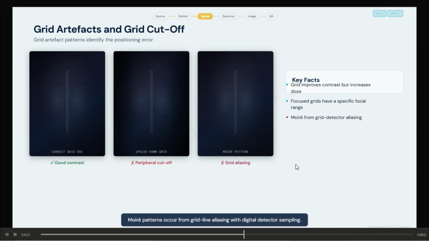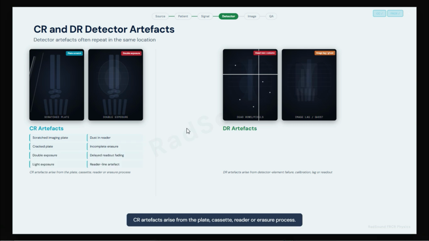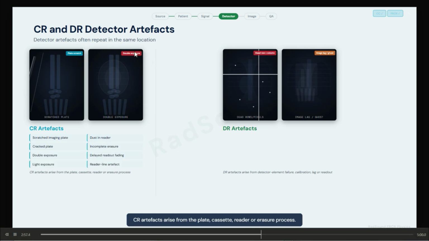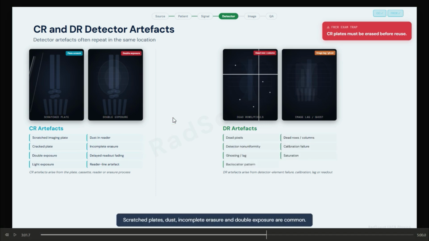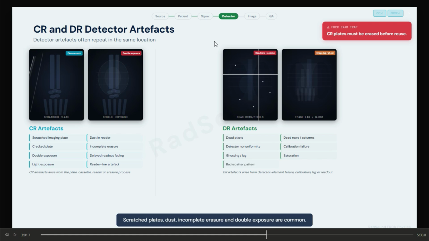So we are still moving along with our signal. We are done with the sources and the artifacts related to the patient, and now we're going to the detector. What could be the abnormalities related to the detector? The most common ones, let us take the CR and the DR detector types. For the CR, we can have a scratched image plate. That scratch will appear on the image. You can see a scratch.